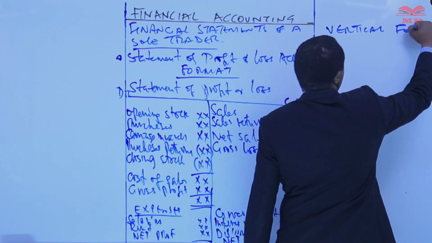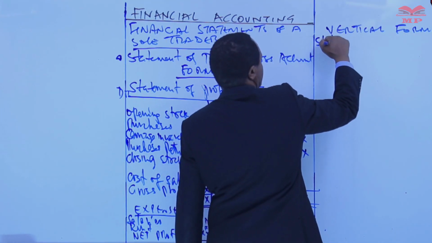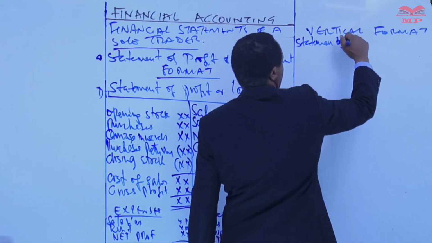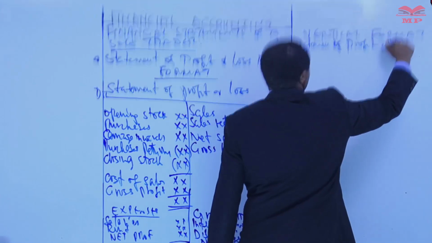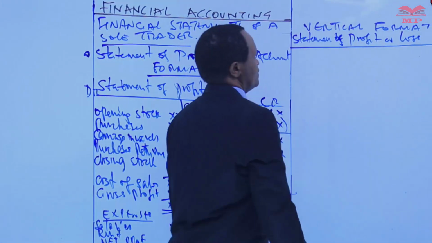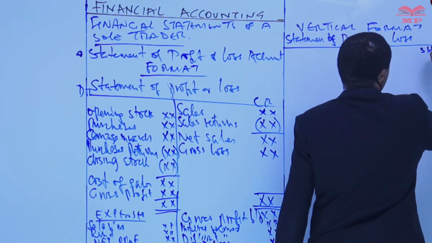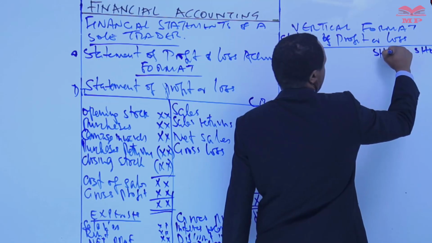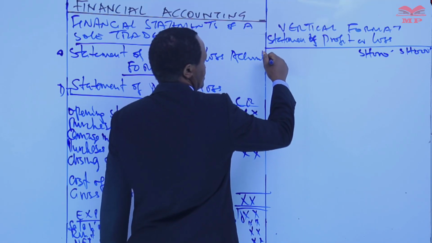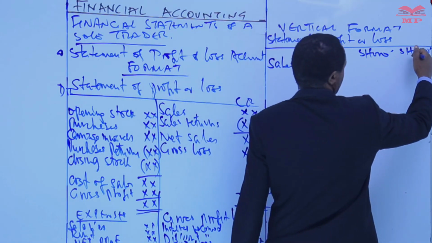So here is the vertical format of statement of profit or loss, vertical format. So we'll have two columns here for the amounts, two columns. So we begin with the revenues, sales, have it there.